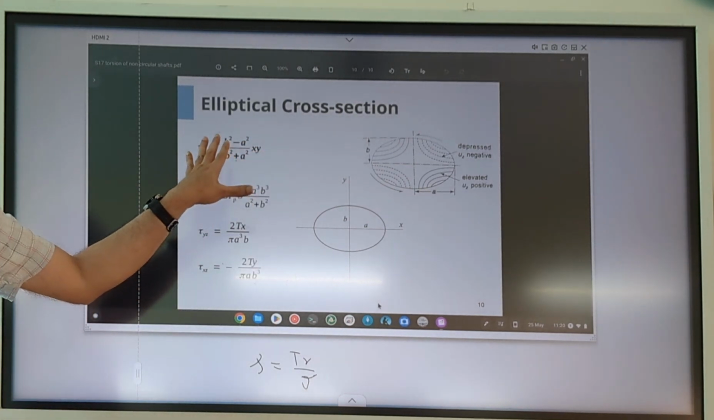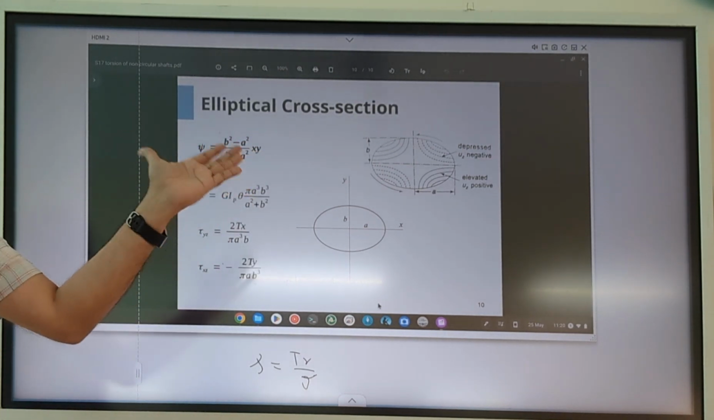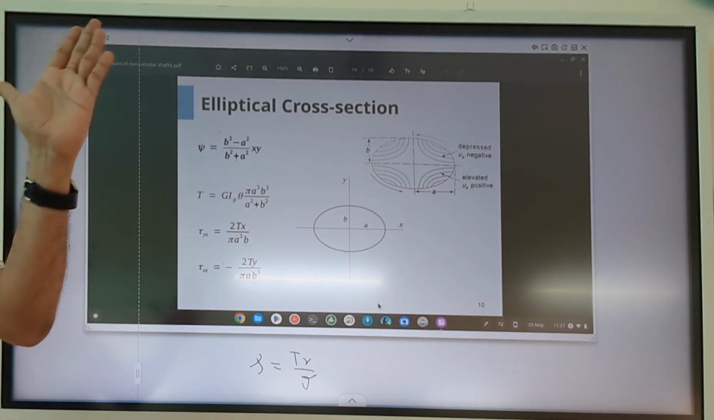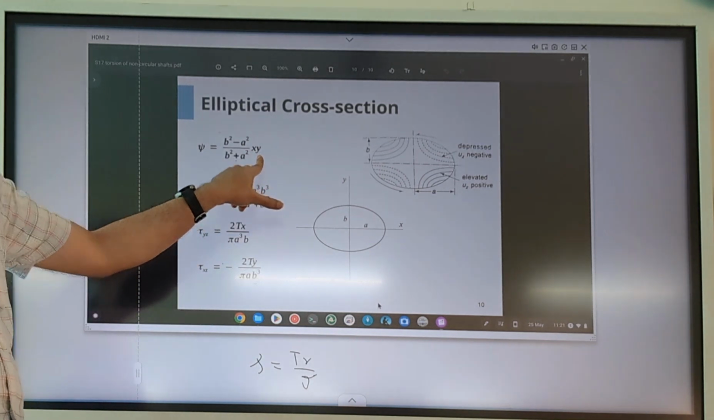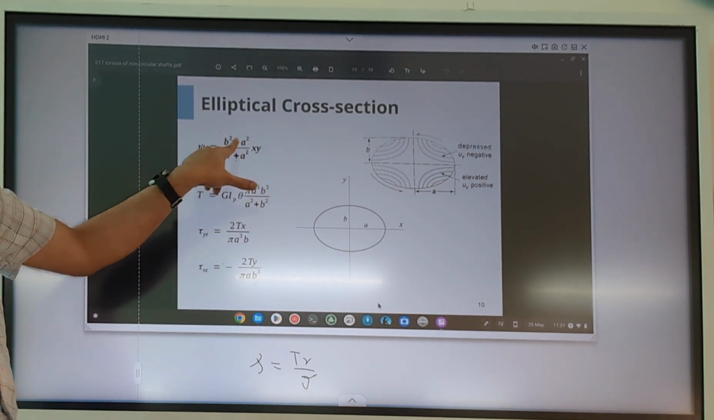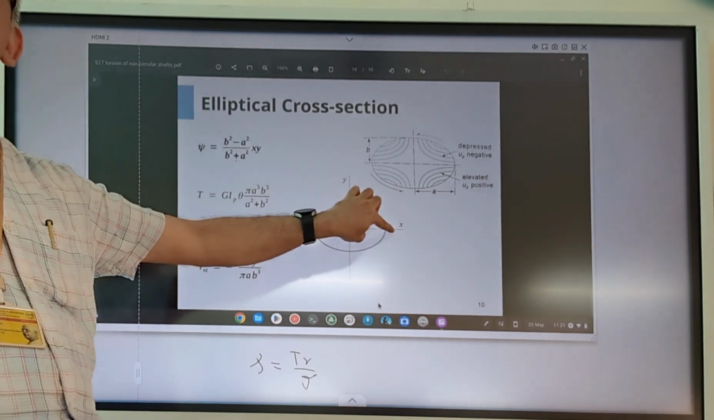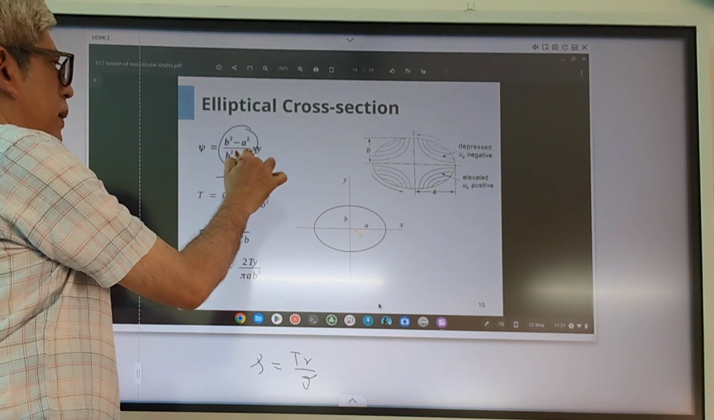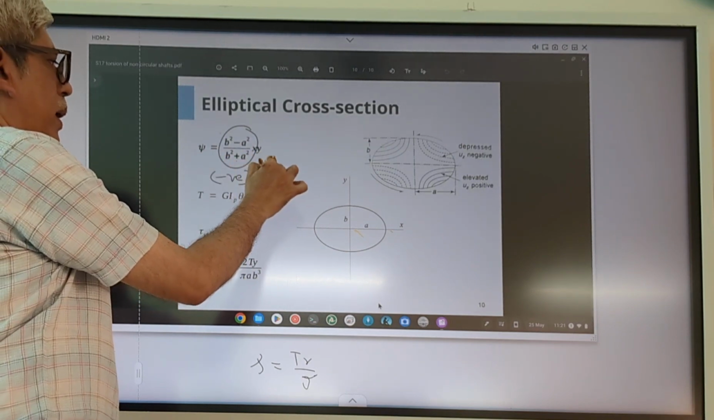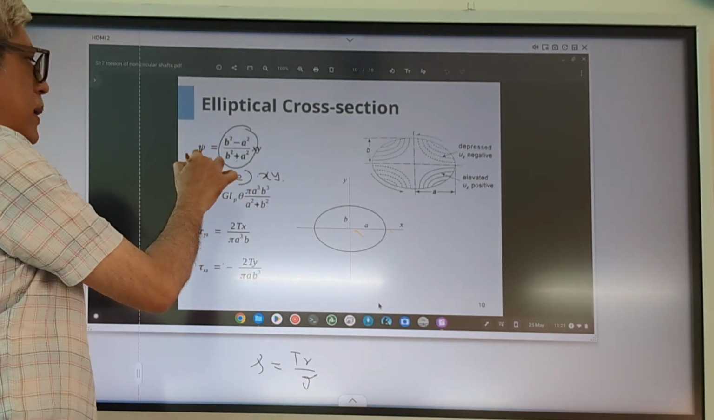And since psi represents the warping, that is how much out of plane movement there will be, let's understand this particular function. It is b square minus a square. So b is smaller than a. B is the smaller radius, a is the larger. So this particular quantity is a negative quantity. So some negative quantity multiplied by xy is the psi function.